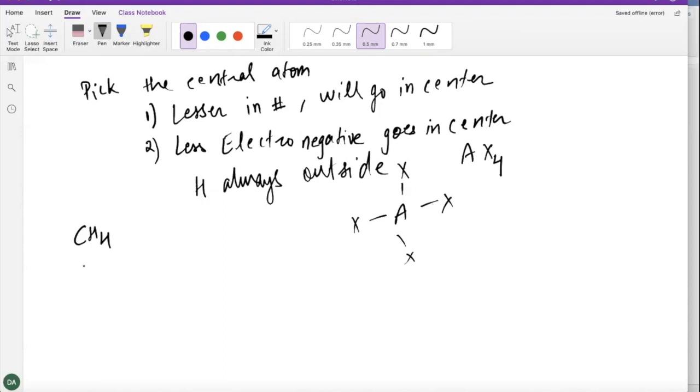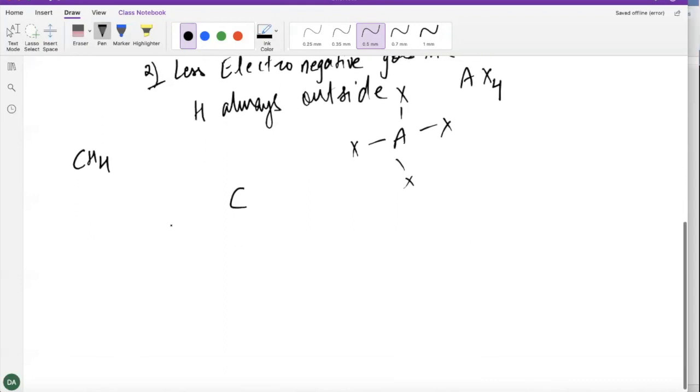Okay. Now for CH4, can you tell me who will go in the center in this case? Carbon. So carbon should go in the center, right? Because there's just one carbon. So when you're able to decide from the first rule, then you don't have to worry about the second rule, which is the less electronegative rule. The second rule will only come into play if we had 2 atoms and both were 1 and 1. That's when the second rule comes in. Most of the time, the first rule will do the work.